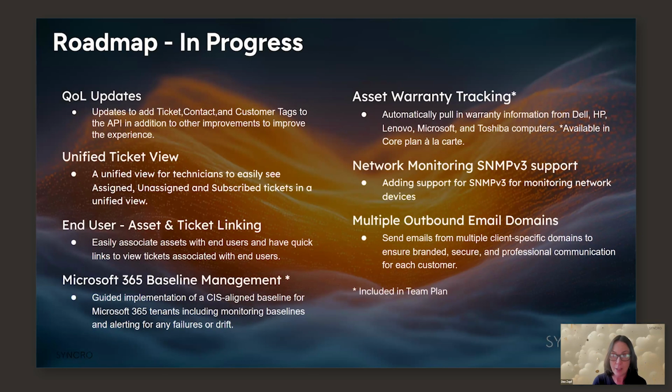And then the last project on the list, and this one jumped directly into in progress, is the support for multiple outbound email domains. Today you can send multiple outbound emails from multiple mailboxes. This will take it a step further and allow you to send emails from different domains. Especially if you're in a situation where you're co-managing and you want to have different domains, we'll be able to support that as well, coming soon.